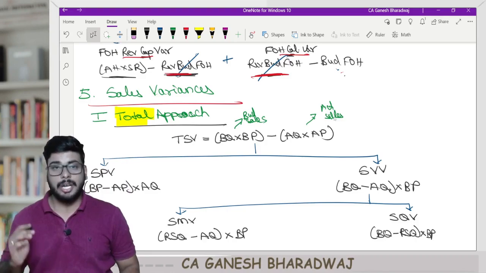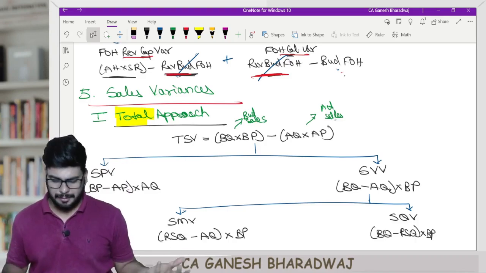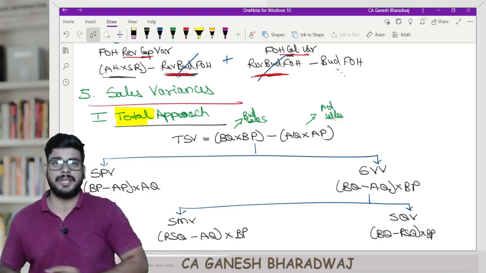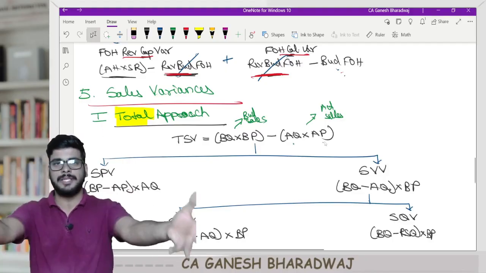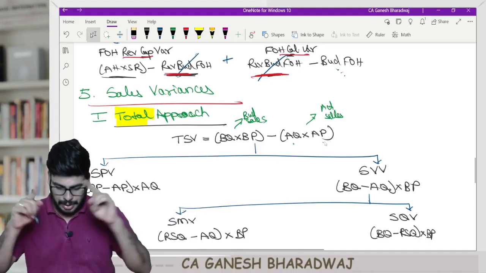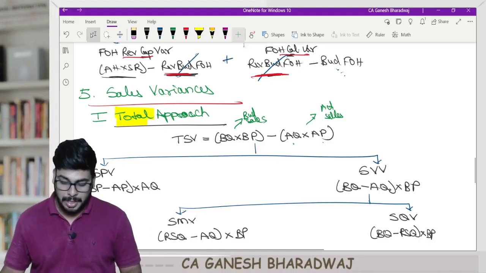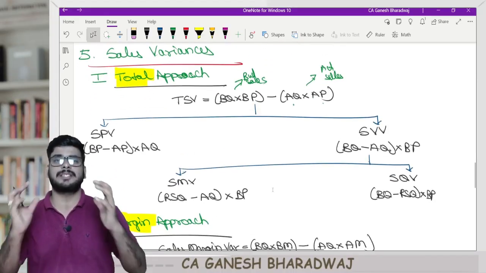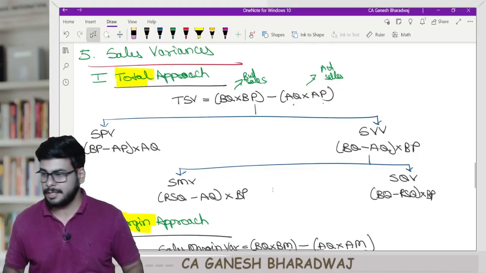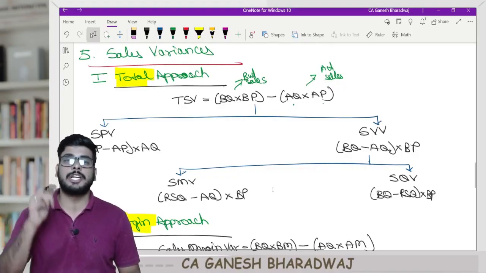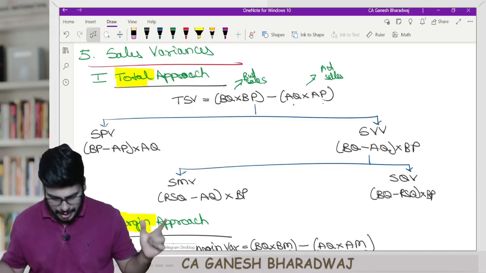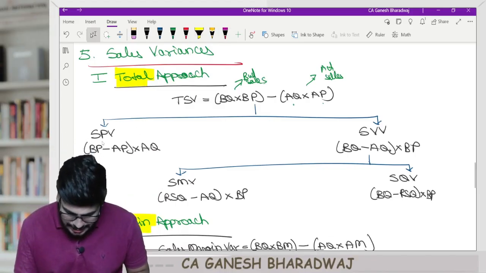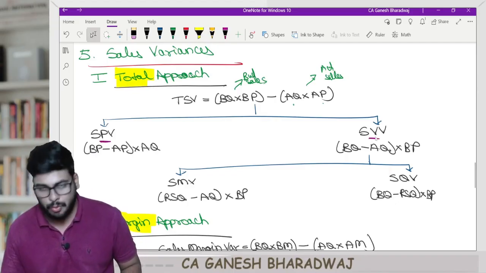So what is the total side variance? Very simple. Budgeted quantity into budgeted price, which gives you the budgeted sales, minus actual quantity into actual price. As simple as that. This gets classified into 2. If I just present the total sales variance, that is not enough. Immediately your managing director will ask why the sales variance has happened. So it is bifurcated into sales price variance and sales volume variance.